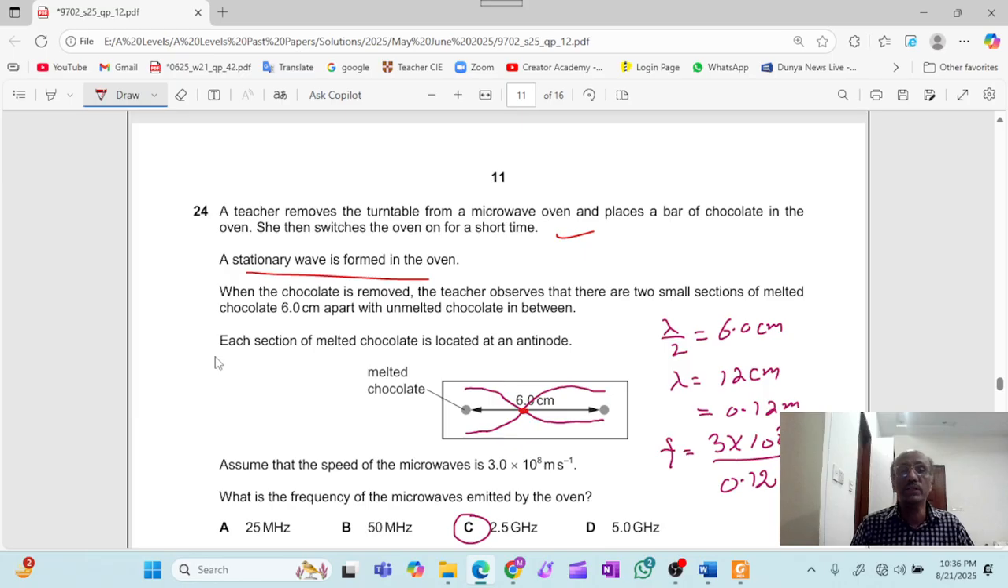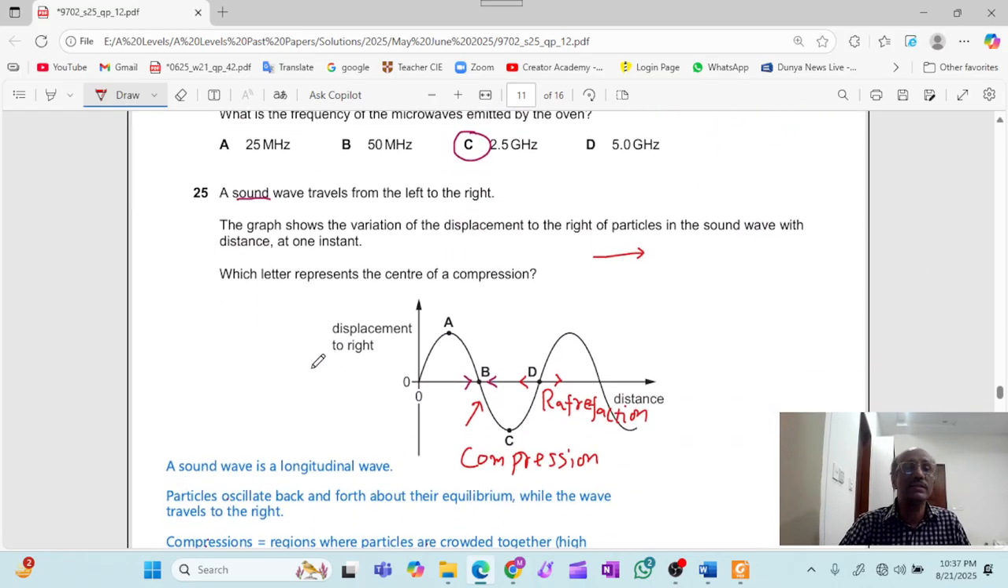When the chocolate is removed, the teacher observes that there are two small sections of melted chocolate. So each section of melted chocolate is an antinode. They have given in this question that this is the antinode, this is the antinode. Between two consecutive antinodes, lambda by 2 will be the length. So lambda by 2 equals 6 centimeter, then lambda equals 12, and v equals f lambda, so f equals v over lambda. So we will get your answer: 2.5 gigahertz.